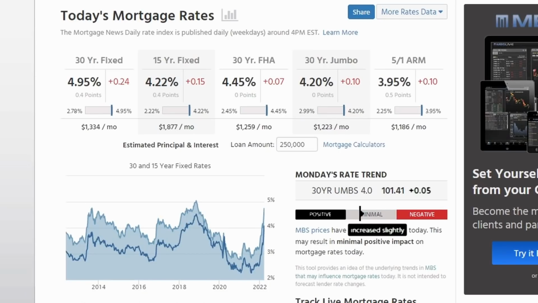The rest of these, we have the 15-year fixed coming in at 4.22, up an eighth, or up 0.15. We call that 15 basis points. We got the 30-year FHA/VA, the government loans, coming in at 4.45, up 7 basis points. The 30-year jumbos up 10 basis points, coming in at 4.10 or 4.20. And then we have the 5-year ARM that's actually taken a move the other way. It's been going down and down and down recently, but we're up 10 basis points to 3.95.